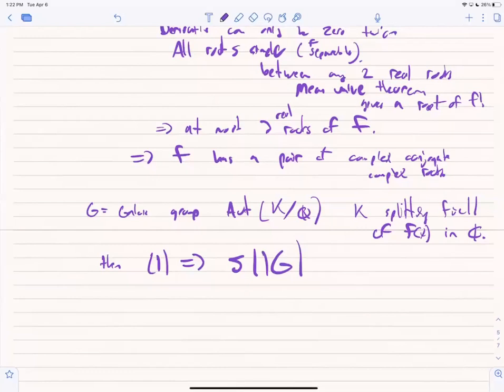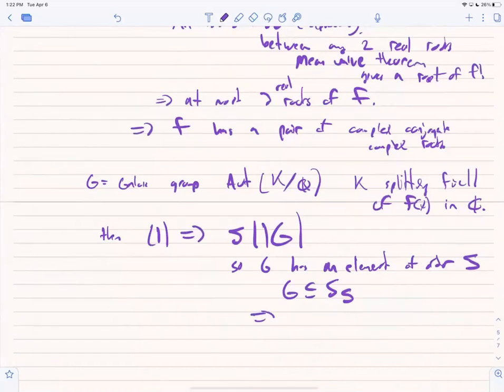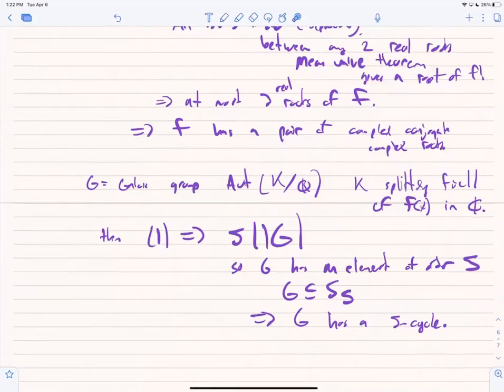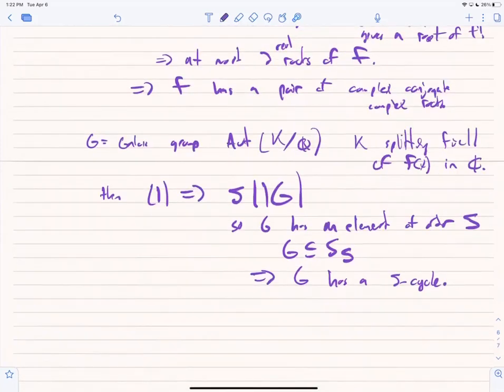On the other hand, G has an element of order 5. But G is a subgroup of S5. So that implies G has a 5 cycle. Here I use Cauchy's theorem: 5 is a prime number dividing the order, so there's an element of that order. Because it's a subgroup of S5, that means it's a 5 cycle. So G contains a 5 cycle. And then 2 implies G contains a transposition.